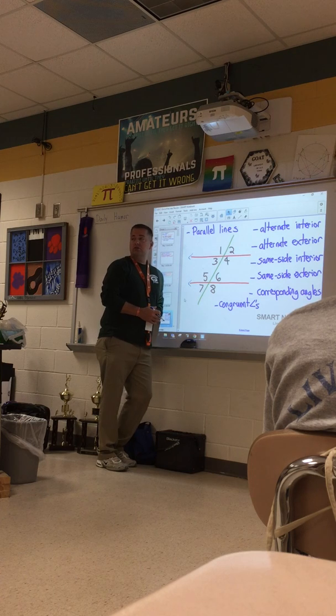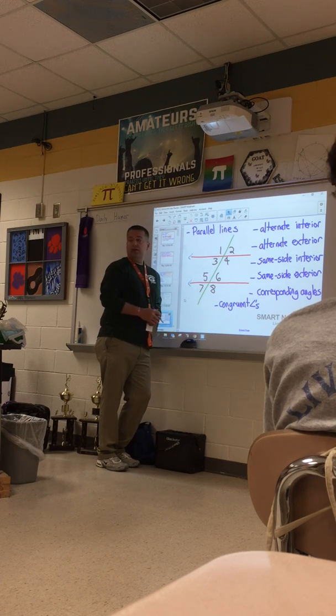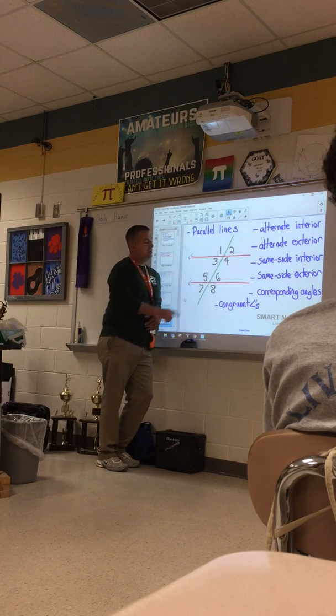1, is that big or little? Big. 8, is that big or little? Big. Then they're congruent. 2, is that big or little? Little. 7, is that big or little? Then they're the same. If one's big and one's little, they have to add up to 180. So 1 is big, 6 is little, so they have to add up to 180.